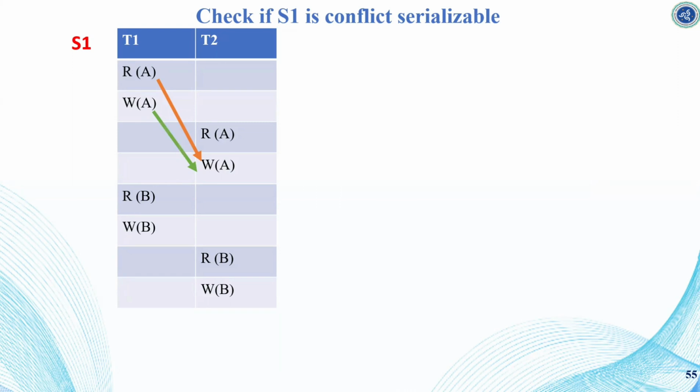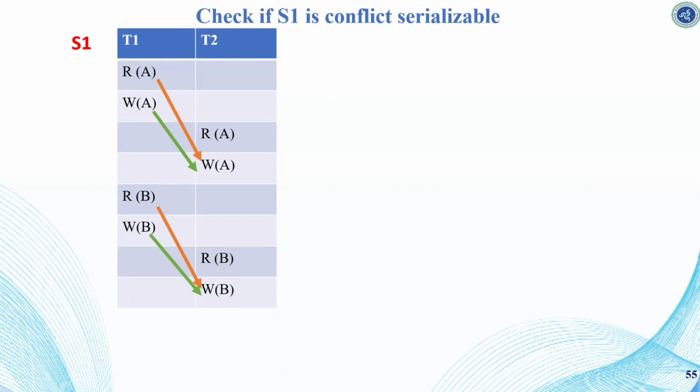Write-write conflict. Next, there is a read of B, and the following one is a write of B, so again it is a read-write conflict. Then again there is a write of B and this is a write of B, so there is a write-write conflict.